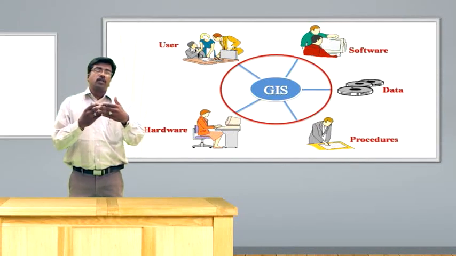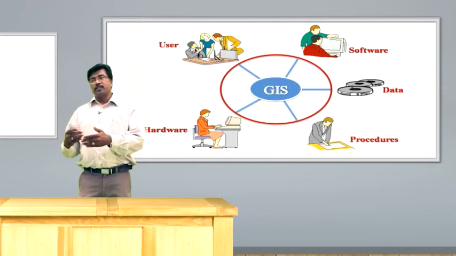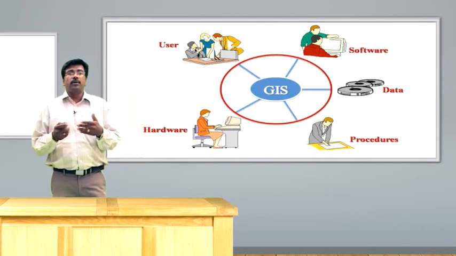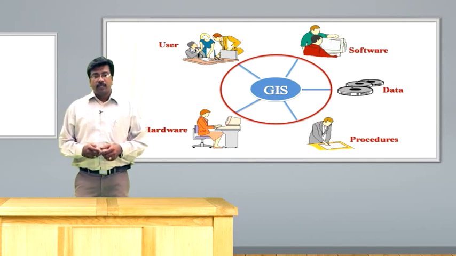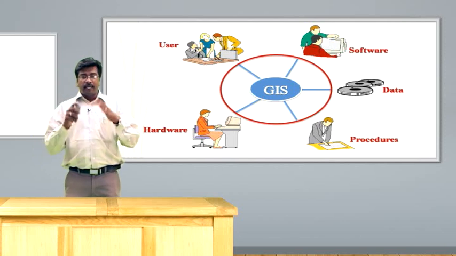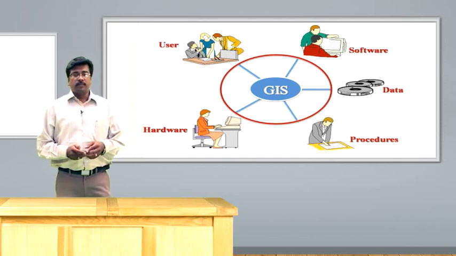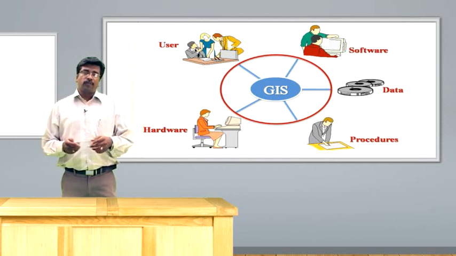As you can see in the GIS, there are two different things. One is the components and the other is the functions of GIS. First we will concentrate on the components of GIS. So there are different components that make up the geographic information system. First thing is the software.